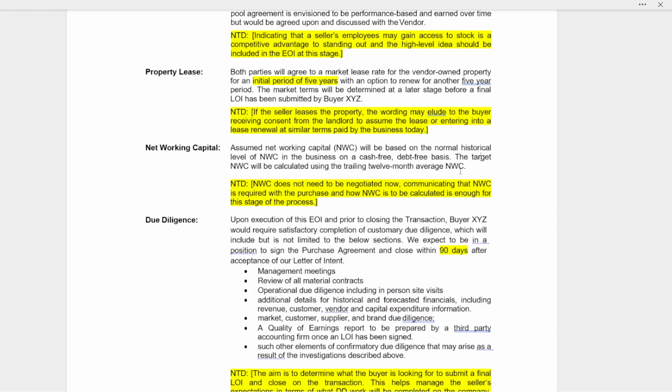So right now, at this point in the process, we don't want to talk about what the actual required net working capital is because the buyer hasn't spent enough time, but they're giving you their high-level methodology as to how they're going to approach net working capital, which is all that you need at this stage in the EOI.